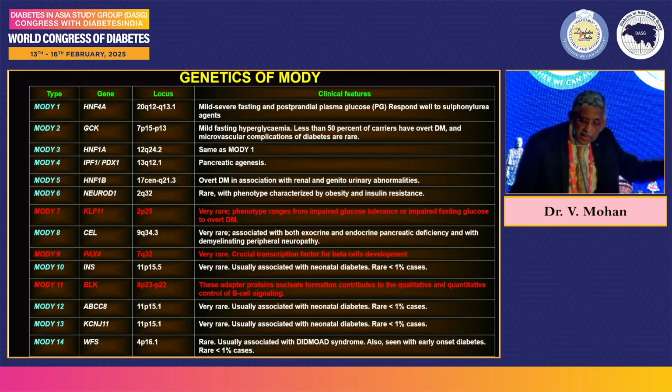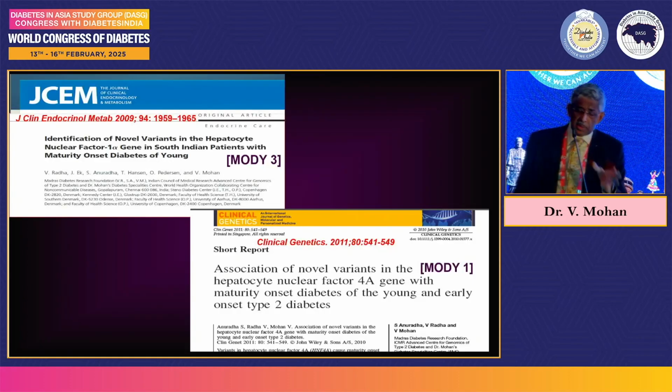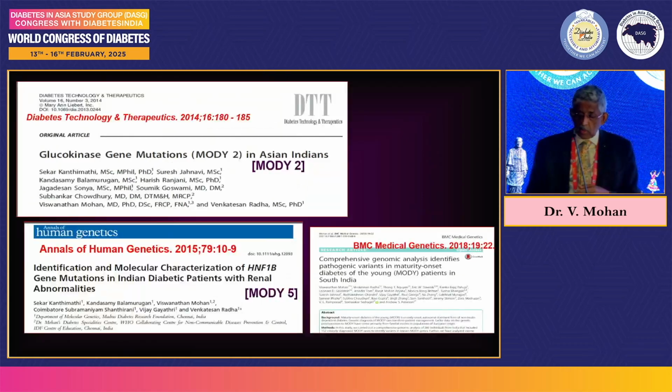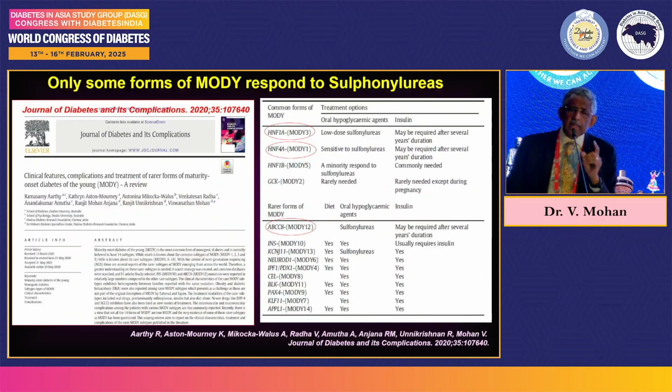Anyway, MODY is now classified into different types. The red ones have been removed. They are no longer MODY. We have been working on this for many, many years now. MODY 3, we have a series, MODY 1, MODY 2, MODY 5. And then we did a comprehensive genetic analysis where we picked up some new MODY genes in India. But only some forms of MODY.